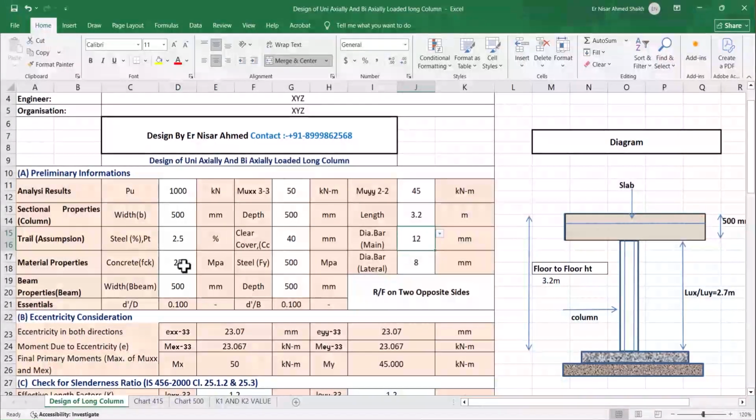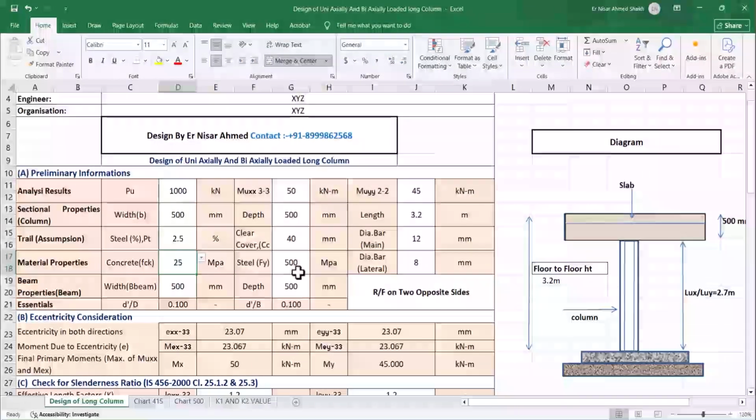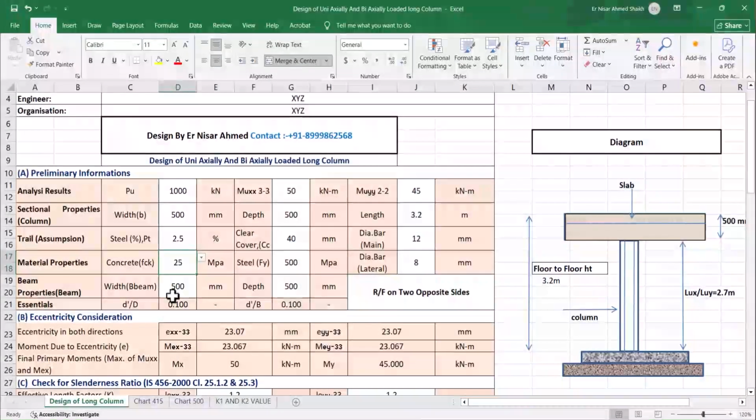fck is 25 newton per square millimeter, MPa. fy is 500. Diameter of lateral bar 8. Then beam: this is the width of beam and this is the depth of beam.